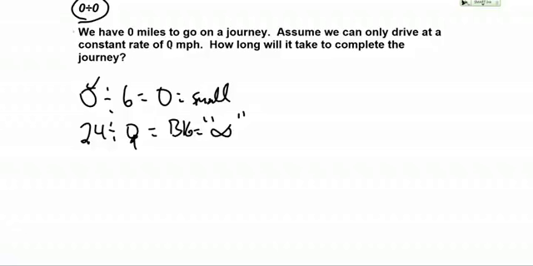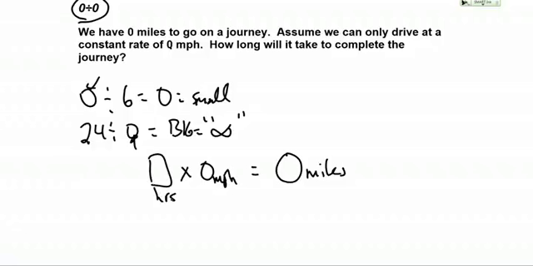Well, if we look at it from a multiplication point of view, we have 0 miles taking the place of the 24, and we have 0 miles an hour taking the place of the old 6, and we want to know how many hours it will take at that rate to go 0 miles. And actually any answer really fits the bill here because you're going at a 0 speed. You're sitting there in the garage, haven't even started the engine yet, and you're going at 0 miles per hour. And so you can sit there all day if you want and still go 0 miles for the journey.